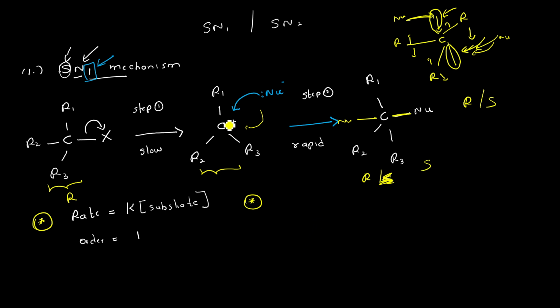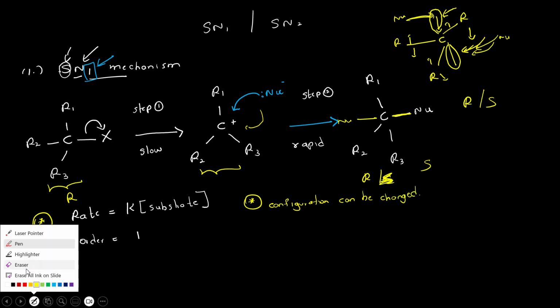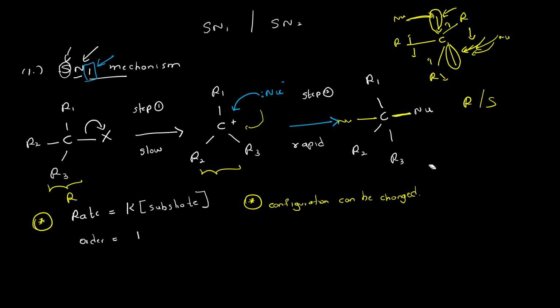This can happen in the SN1 mechanism. Why? Because in the first step there are two vacant sites, so our nucleophile can attack in two directions. So in this case I will write it: configuration can be changed. Okay, so I hope it's fine. Let me erase this one.